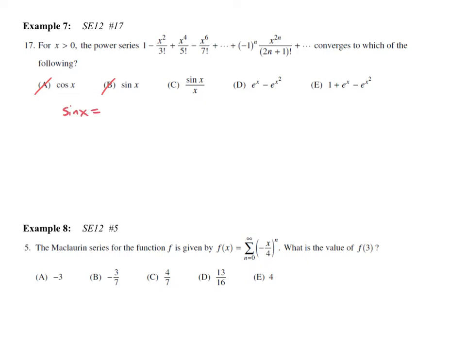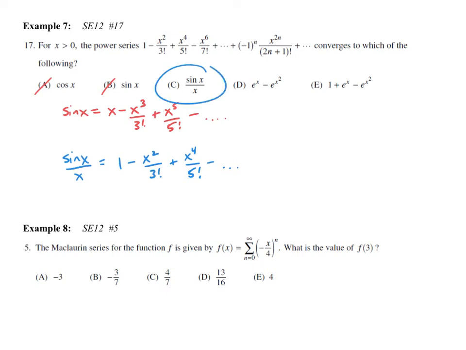So I have sine of x, which is x minus x cubed over 3 factorial plus x to the 5th over 5 factorial, and so on. I think if I have just a few terms, I'm going to be able to figure it out. If I divide that by x, I get 1 minus x squared over 3 factorial plus x to the 4th over 5 factorial, and that one looks like it matches perfectly. So again, sometimes it's luck of the draw. You just try the right one. In my case, D and E looked more complex, so I wanted to wait. I thought that C looked easier to try, and that happens to be the answer. Okay, let's move on to example 8.